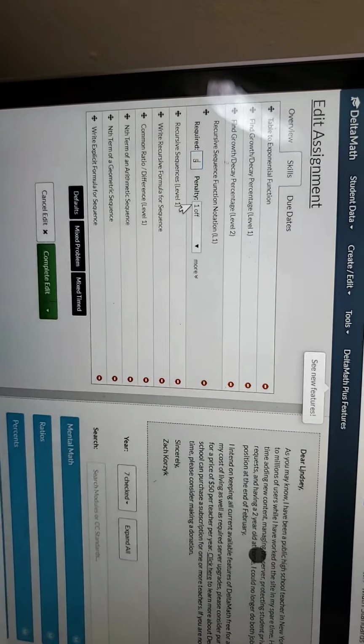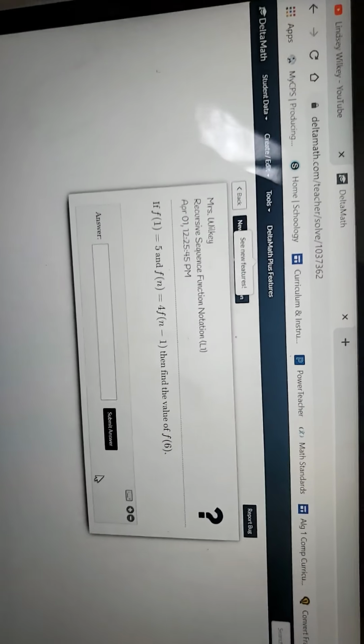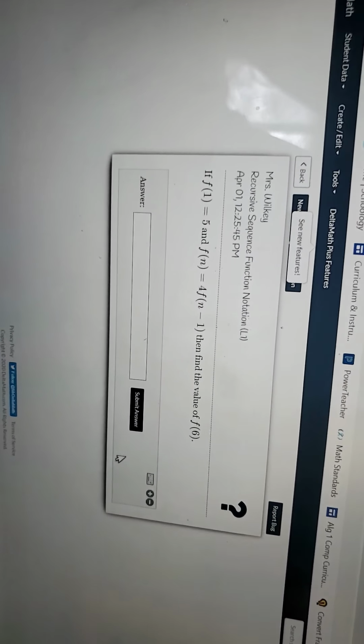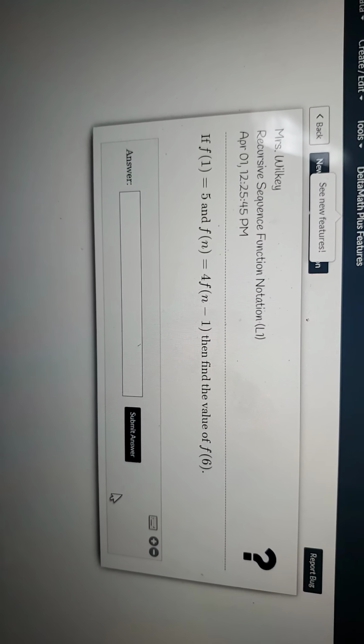All right, recursive sequence function notation. We started talking about sequences near the end there, the last week and a half or so before our indefinite spring break. Okay, so it says if f of 1, notice how I'm reading that, making sure you're all remembering function notation. This is not f times 1. But if f of 1 is 5, and f of n is 4 times f of n minus 1, find the value of f of 6.